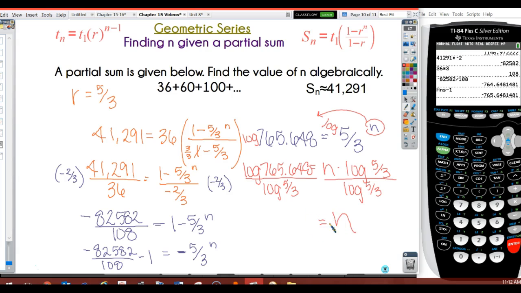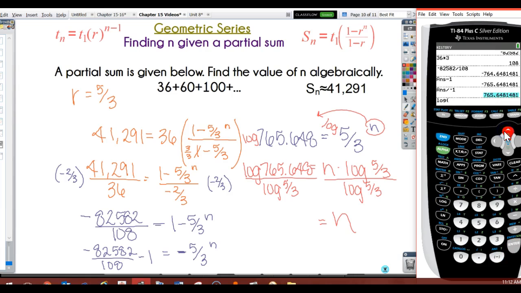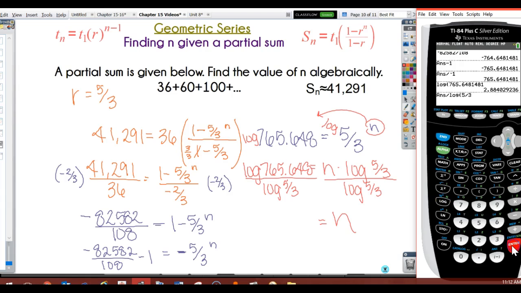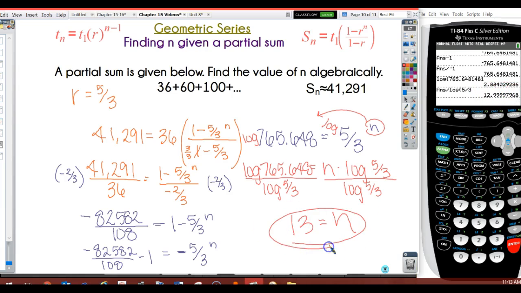So I'm going to go ahead and finish this in my calculator. I know that this number is now positive since I divided that by negative 1. We're going to take the log of that entire number, and we are going to divide that by the log of 5/3. And so I end up getting something really, really close to 13, but keep in mind that the partial sum was an approximate answer. So if we would have had more of that answer, this probably would have been a perfect 13. So that means that we had to find the first 13 terms and add them together to get this partial sum.